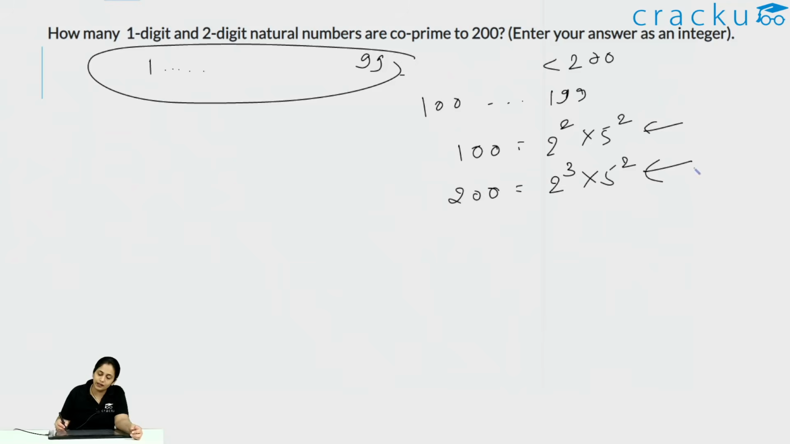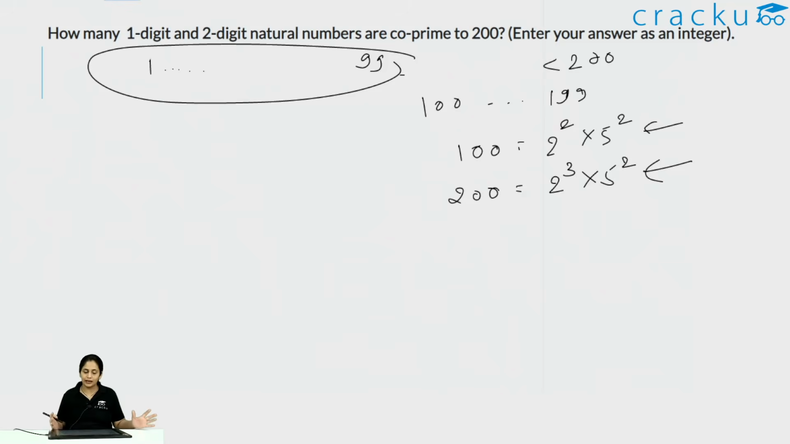So instead of finding the Euler's totient function value for 200, we do that for 100, and once we have that, we have the answer for how many 1-digit and 2-digit natural numbers are co-prime to 200. Because if a number is co-prime to 200, it is also co-prime to 100, and if it is co-prime to 100, it is also co-prime to 200. Both of these have the same exact set of prime factors. 2 is a factor, 5 is a factor. So if any multiple of 2 or 5 is there, that number will not be co-prime to 100, nor will it be co-prime to 200.